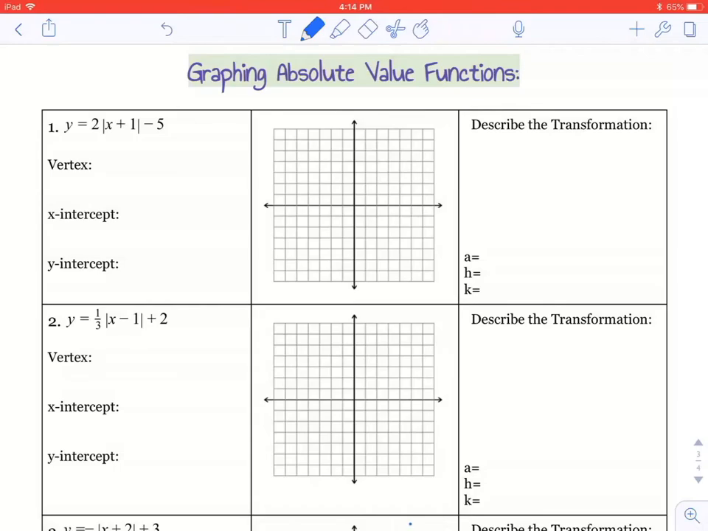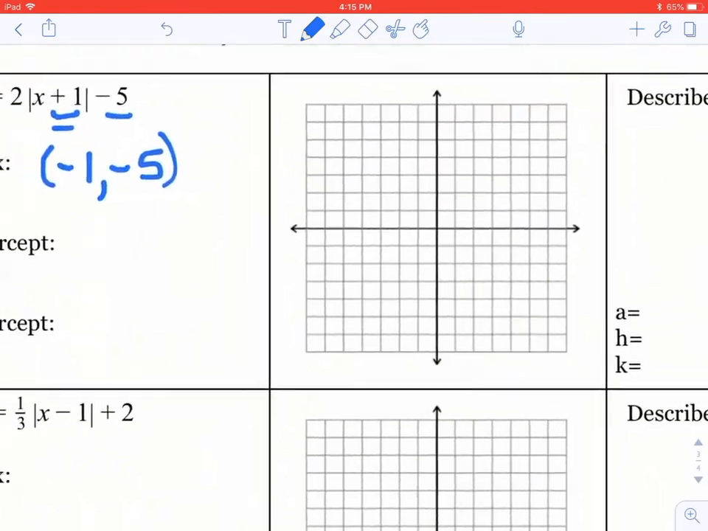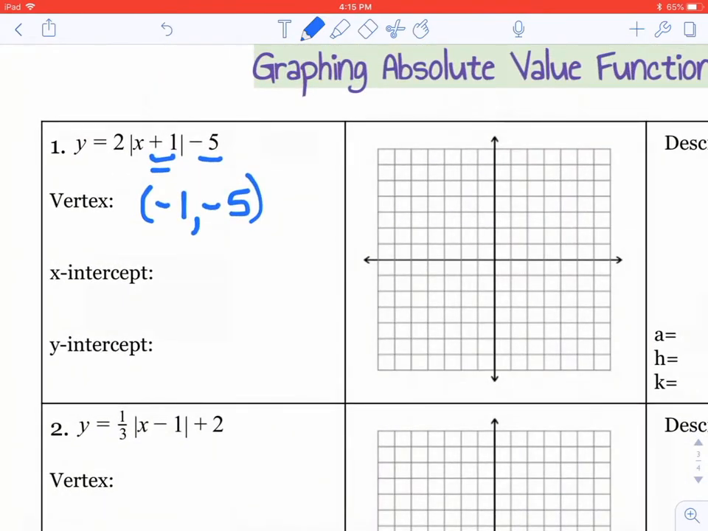Okay, so starting with the vertex, we need to pick out h is going to be -1, and k is -5. So you change the sign of that first number that's inside the absolute value symbol, and then bring down the one that's out behind it. Now let's start on the graph using that vertex. So if I go to -1 and -5, I go left 1 and down 5 to put my vertex.